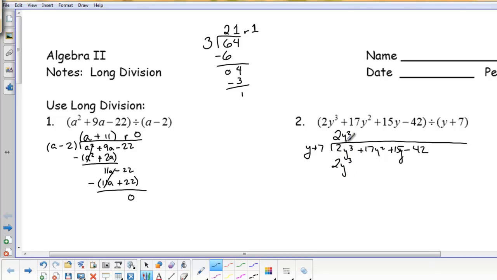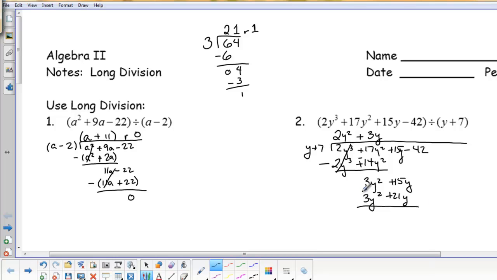2y to the third and 14y squared. Draw the line, change every sign, those both become negative. My check worked out, these cancel, so now I get 3y squared plus 15y. What number times y equals 3y squared? That's going to be a 3y. Multiply that by every number in the binomial, and I get 3y squared plus 21y.